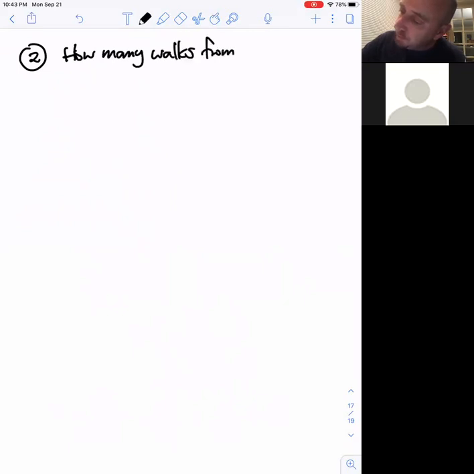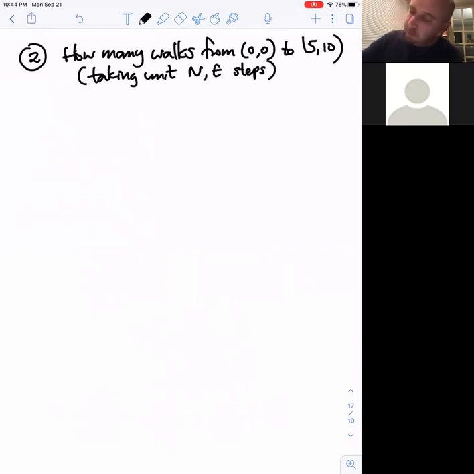from, okay, standard situation, 0, 0 to 5, 10 in the plane. Again, taking the usual unit north and east steps. Those are the only kind of steps you can take. Avoid both of these bad corners that I really don't want to be seen at. 2, 6 and 4, 8.